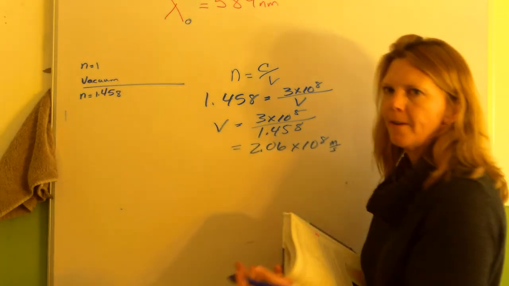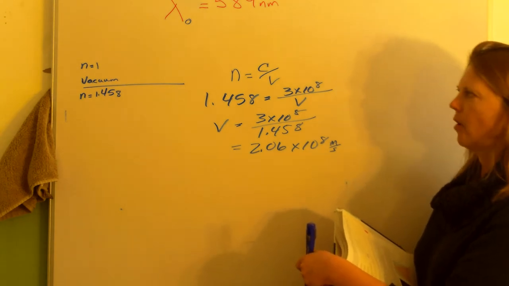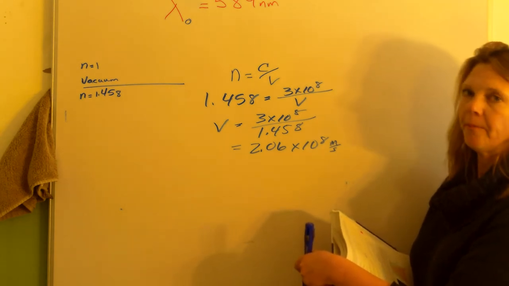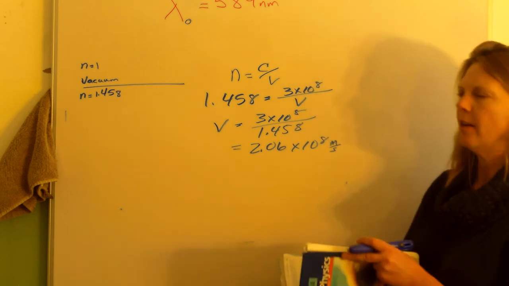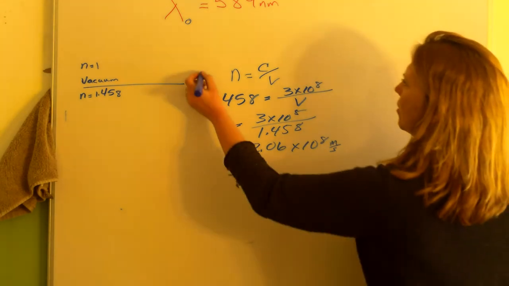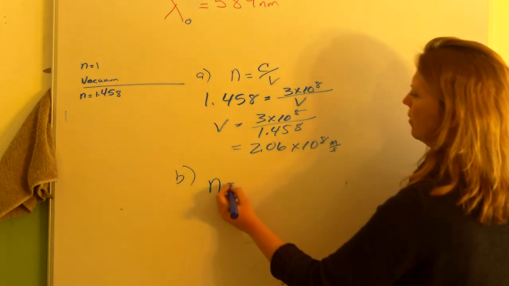Notice that we didn't need the drawing. You draw that for Snell's law, and it's a good idea to start the drawing, but maybe you don't need it. Okay, part B asks: what is the wavelength of this light in fused quartz? So this is part A, here's part B. Wavelength, we have this equation.